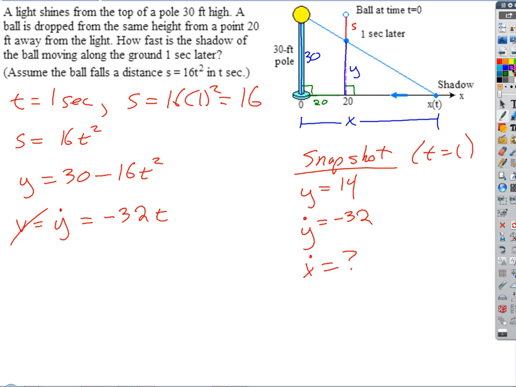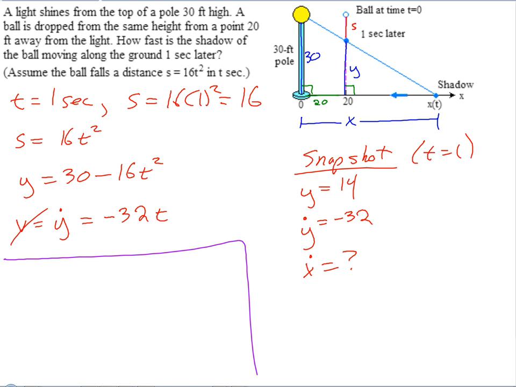Okay, so we get something like 30 to y equals x to, what's this distance going to be right here? If the whole thing is x and that's 20, x minus 20.